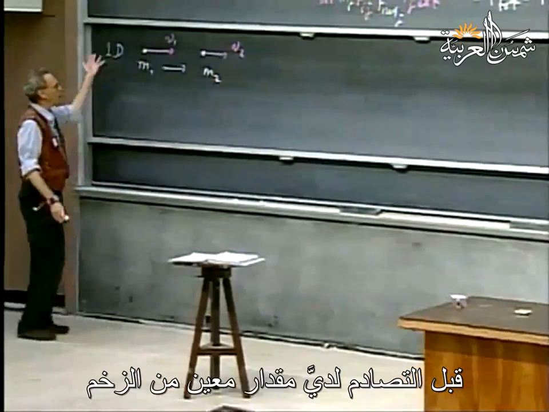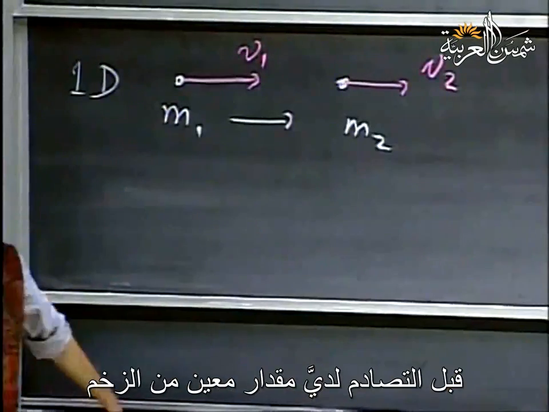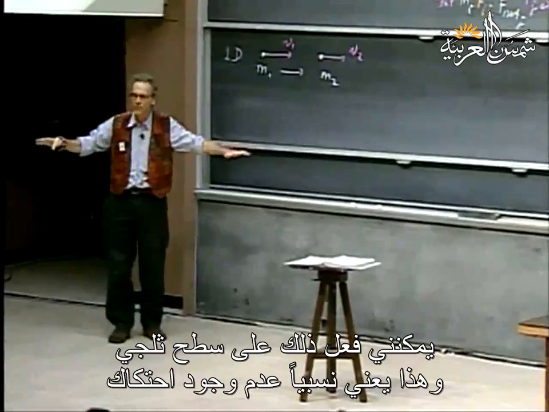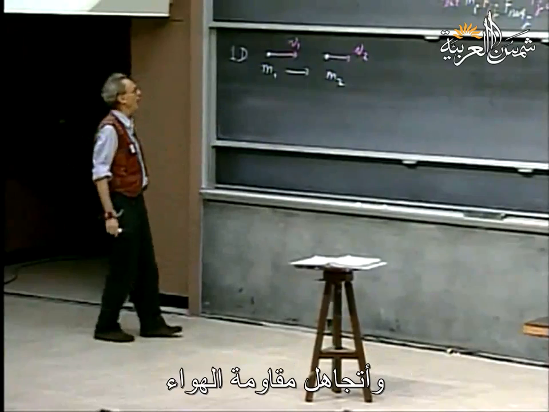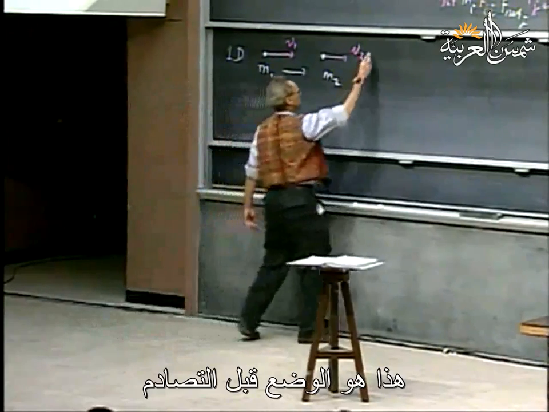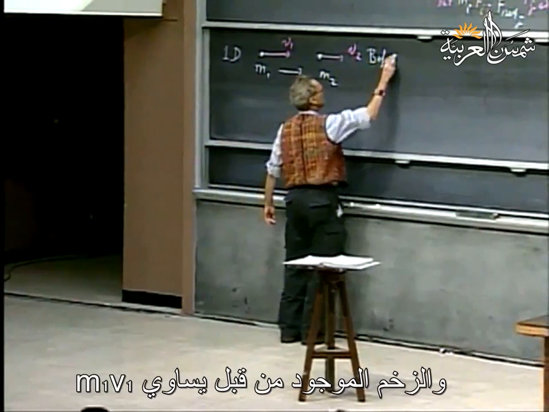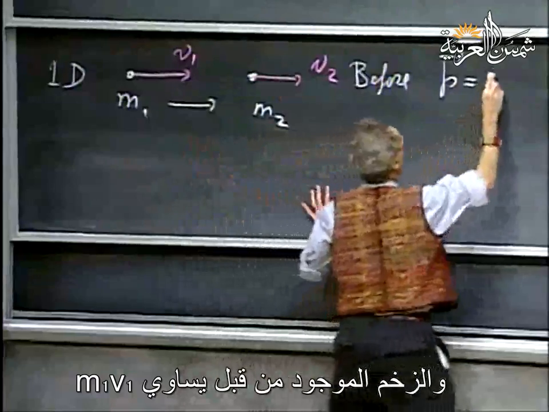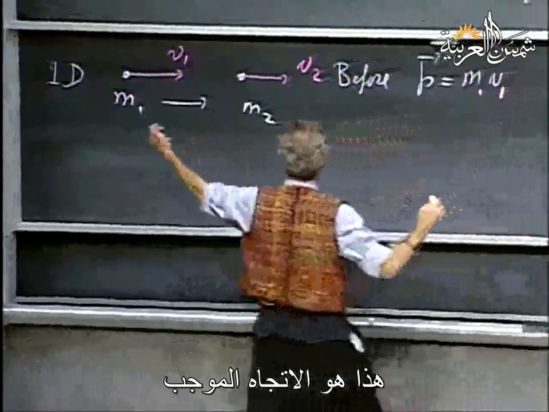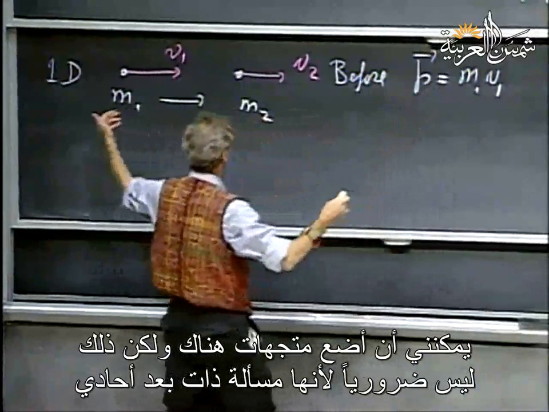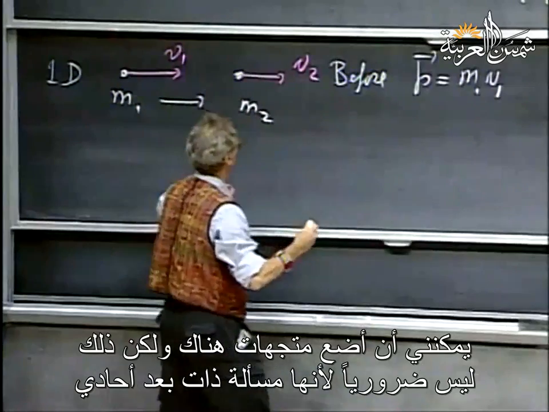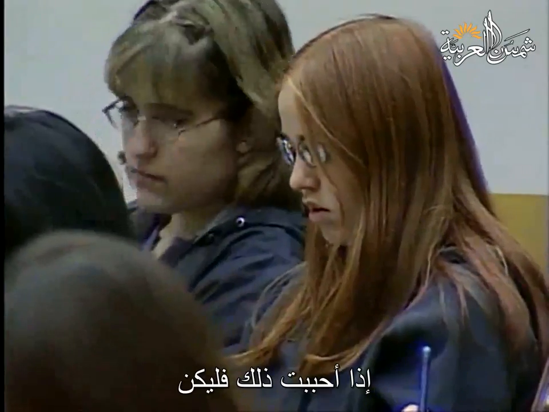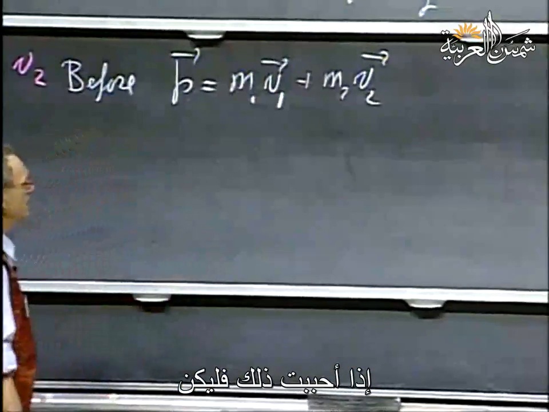And so before the collision, I have a certain amount of momentum. I can do this on a horizontal table, which is frictionless. I can do it on an ice surface, which is nearly frictionless, and I ignore air drag. So this is the situation before. And so the momentum that I have before equals m1 v1. This is my plus direction. I could put vectors over there, but that's really not necessary because it's a one-dimensional problem, plus m2 v2. But if you like that, be my guest.